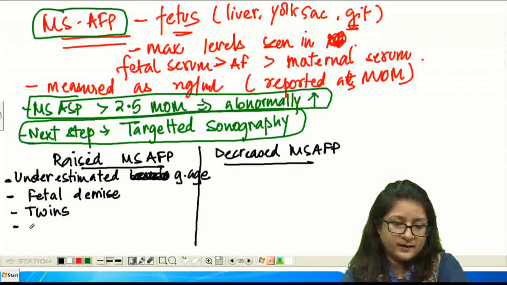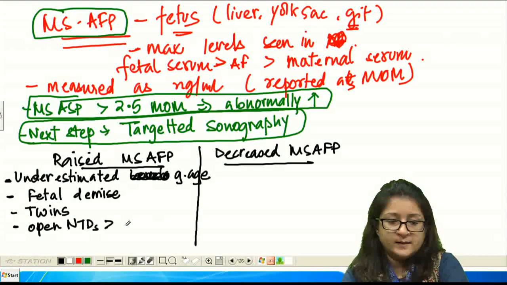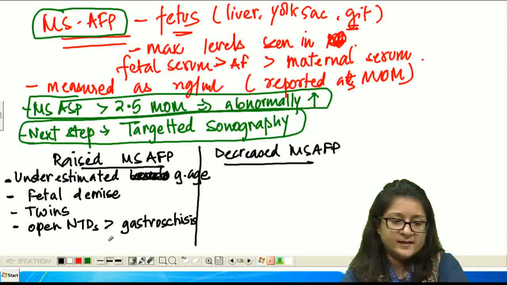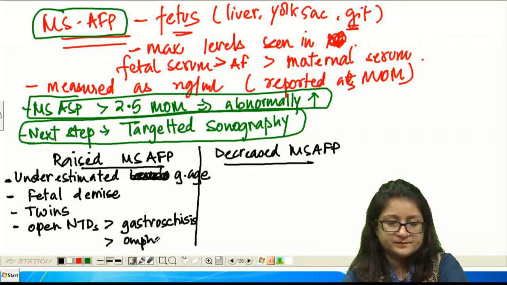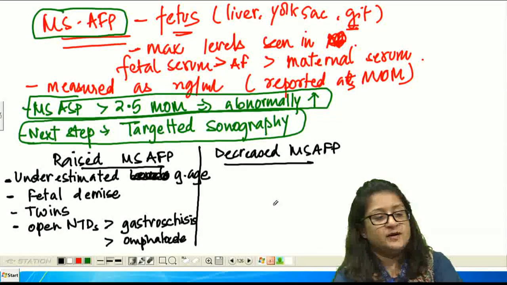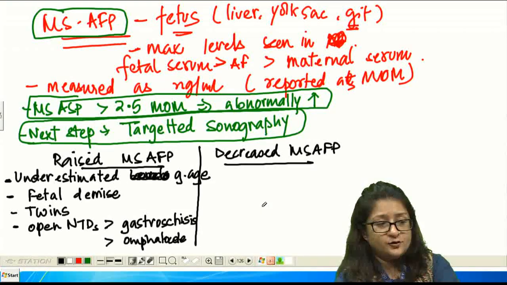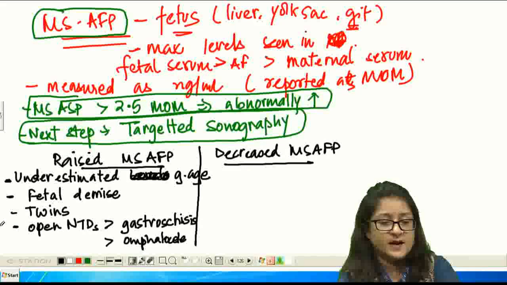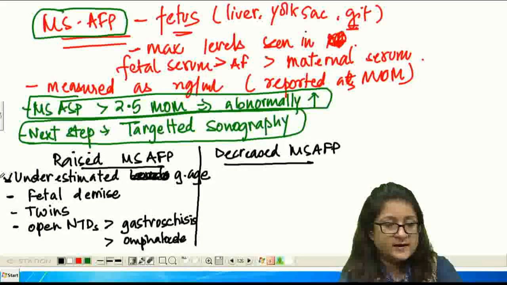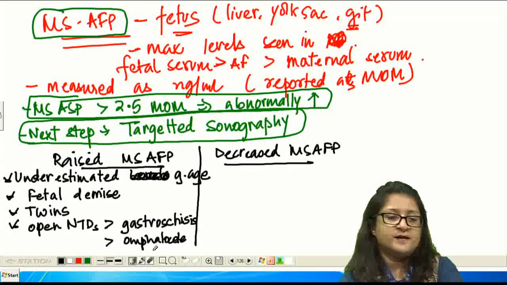The other very important cause is open neural tube defects, which are more common than gastroschisis, and then we have the omphalocele. Apart from that, esophageal and intestinal obstructions and sacrococcygeal teratoma are a multitude of other causes, but these are the common ones on which questions are usually asked: underestimated gestational age, fetal demise, twins, open neural tube defects, gastroschisis, and omphalocele.